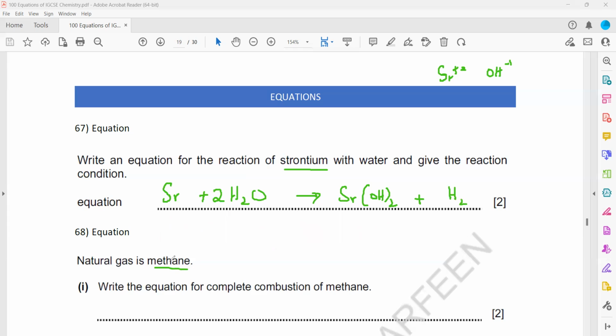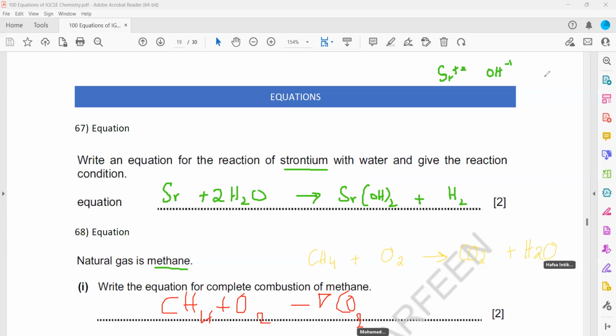Natural gas is methane. Methane is a natural gas, or a major constituent of natural gas. So you have to write a combustion equation for methane. Methane is CH4, and it's a complete combustion, so it gives off carbon dioxide plus water.